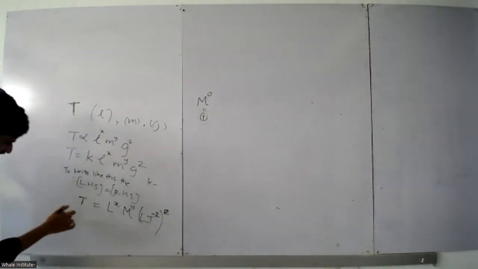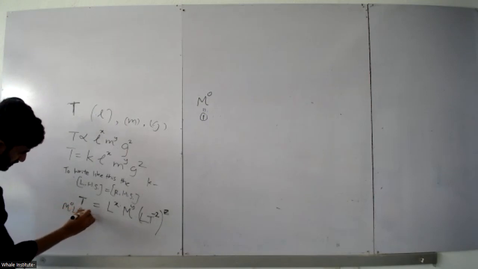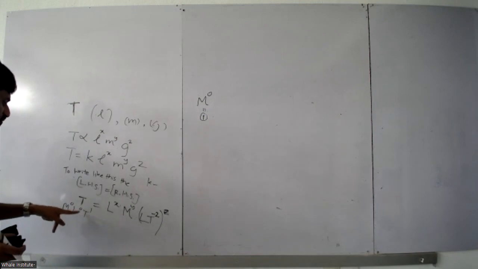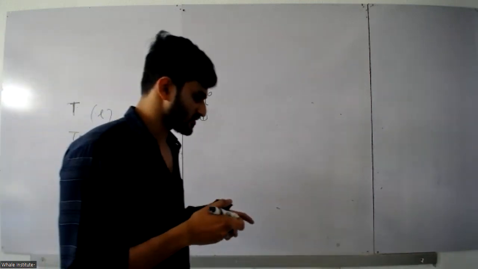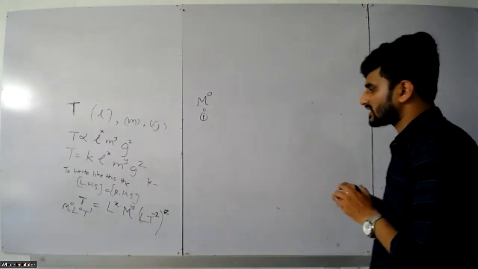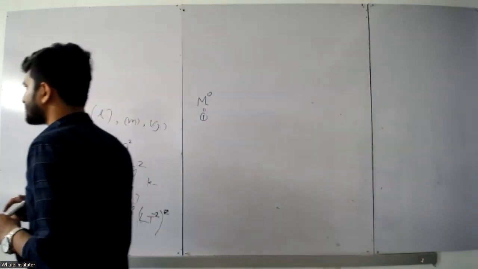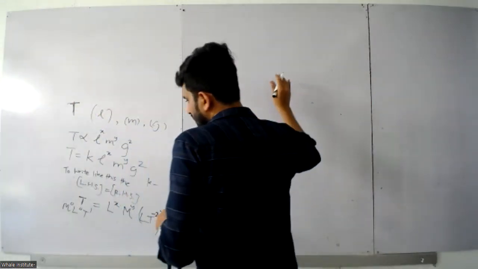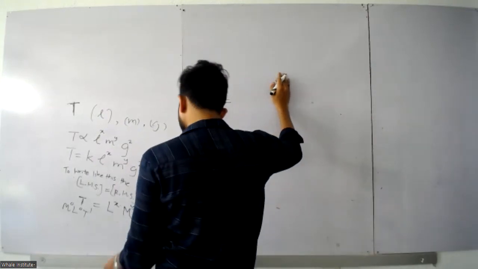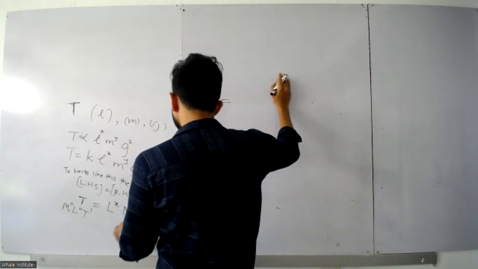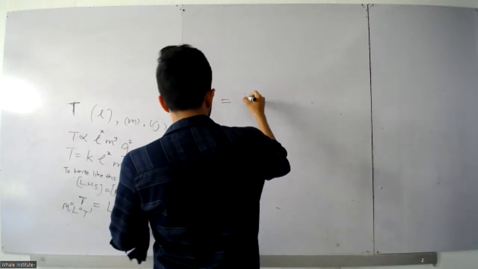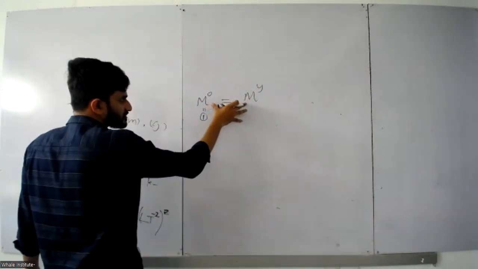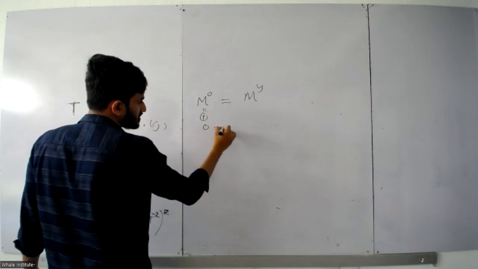So the left-hand side is M to the power 0, L to the power 0, and T to the power 1. M to the power 0 is 1, L to the power 0 is 1, and 1 into 1 into T to the power 1 is T. For the base M, the power on the left is 0. It should be equal to the right-hand side when comparing the base M, which is y. As the base is the same, the powers should be equal, so y equals 0. This is the first equation.